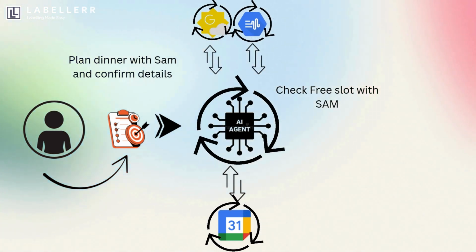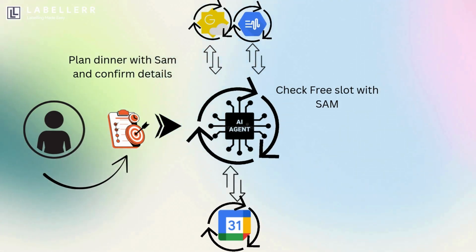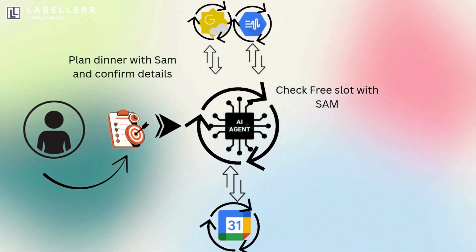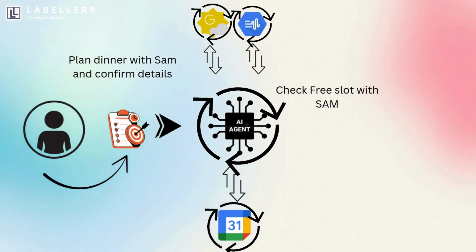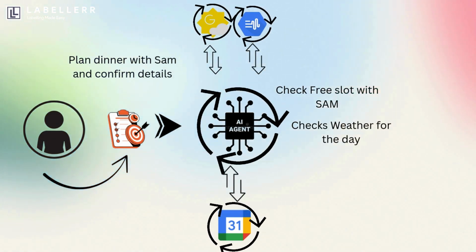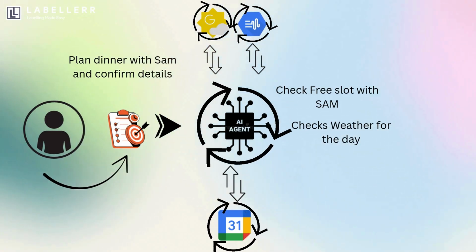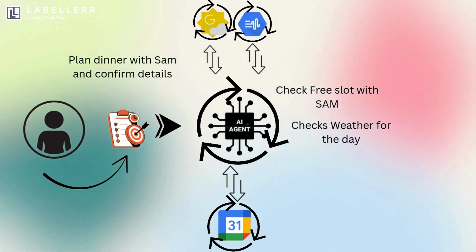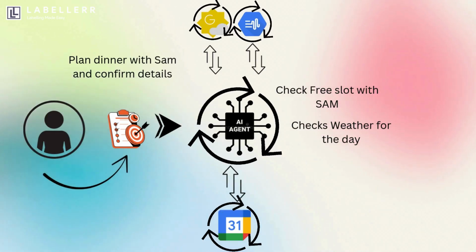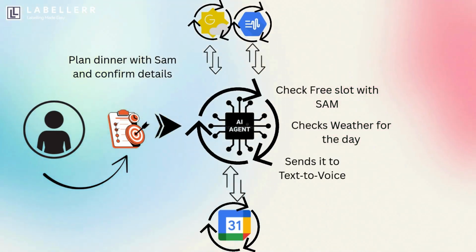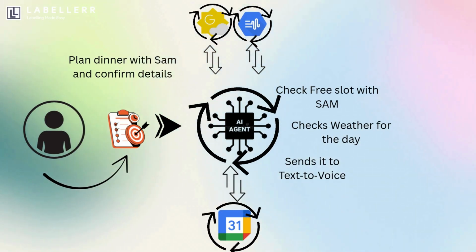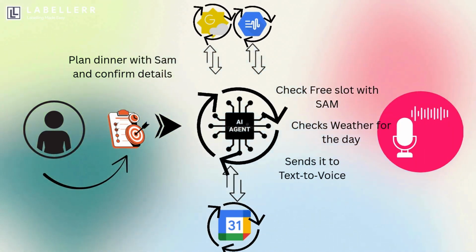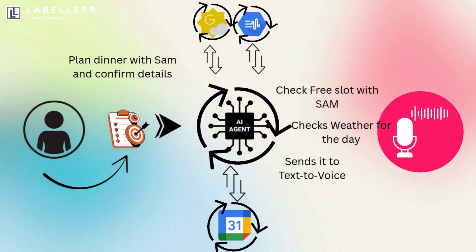For example, here the AI agent checks the calendar to find the next free slot with Sam. If that time conflicts, it tries another slot instead of stopping at an error. Then it pulls the weather for that day. If the forecast looks bad, it can go back, pick a different time, and check again before moving forward. Next, it drafts a short confirmation note and sends it to text-to-voice. If the wording isn't clear, it revises the message and regenerates the audio before producing the final output on the right.